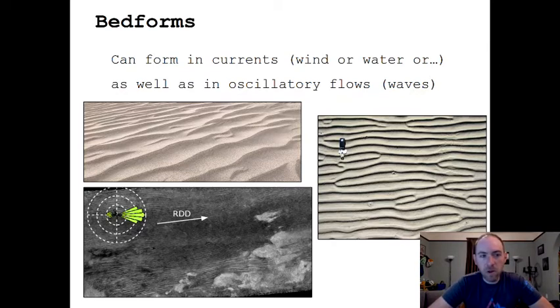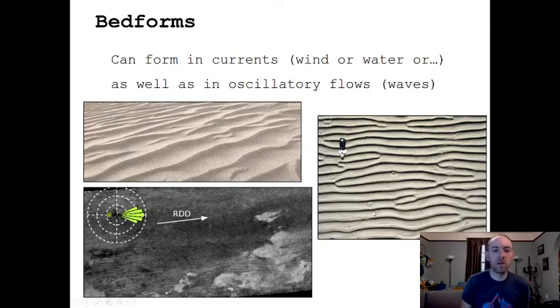They also form in oscillatory flows like waves, right, where a wave is moving through a system, and so the velocity field goes both from the left to the right and then from the right to the left, leaving behind these symmetric ripples here. And so that can tell you something about the wave strength.